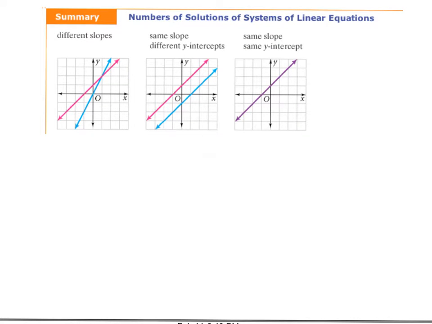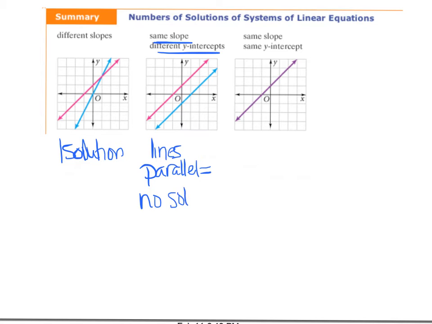Here's a nice little summary page you may want to take a picture of or note somewhere. If you have an equation with different slopes, you're going to get one solution. It'll be the intersection of the two lines. If you have an equation with same slopes but different y-intercepts, your lines are parallel, and so there will be no solutions. No coordinate pairs that will work. And then finally, if you have the same slope and the same y-intercept, you have two lines that are right on top of each other. And so you will have infinite solutions.